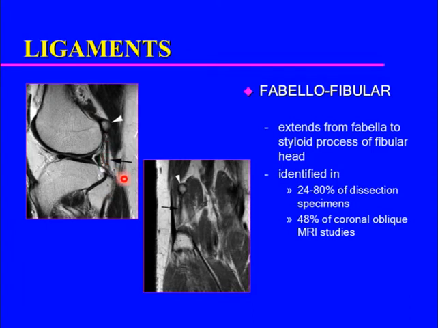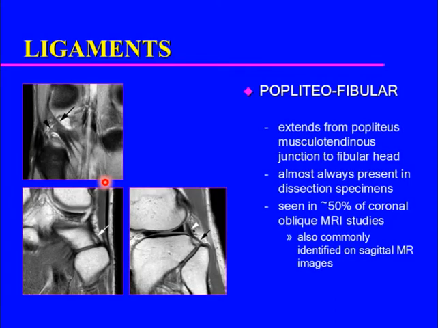It's identified in up to 80% of dissection specimens and 48% of coronal oblique MRI studies. Keep it in mind, it is not some sort of pathology, it's just a normal variant. Okay.